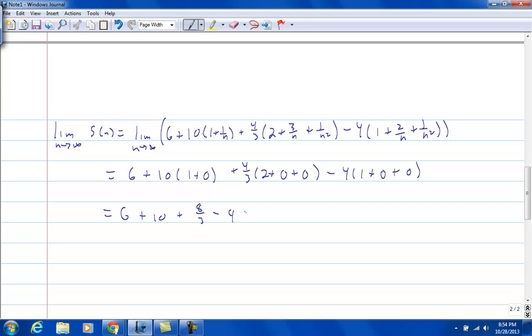Minus 4. That's 6 plus 10 is 16, minus 4 is 12. So 12 plus 8/3, which is 36/3, plus 8/3 is 44/3. And that is the area of the region.